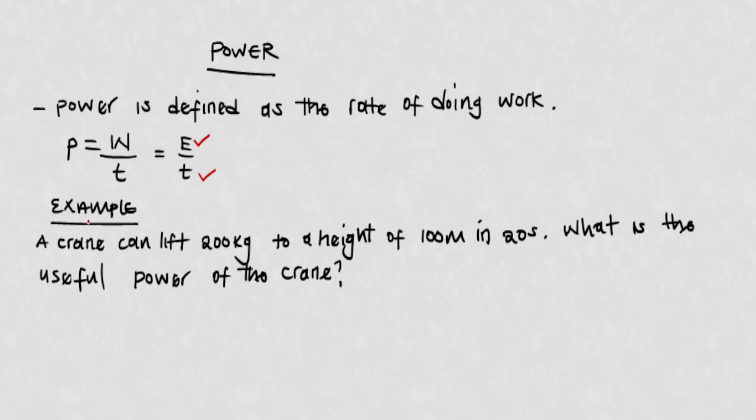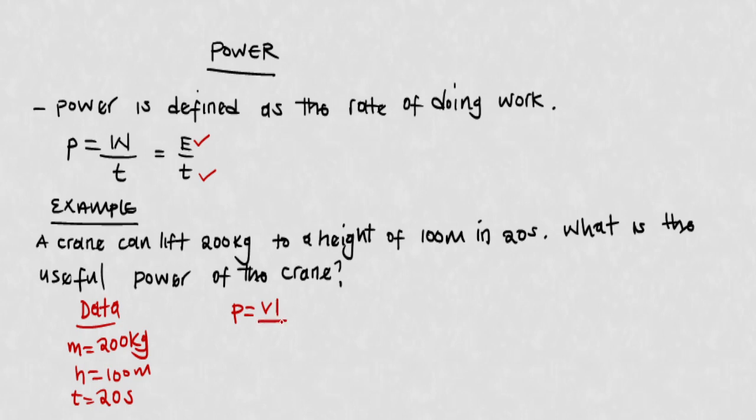We have a mass of 200 kilograms. We have a height, which is a distance of 10 meters. Then we have time of 20 seconds. So now the question, we're looking for power. So remember we said power is equal to the work done over the time taken.